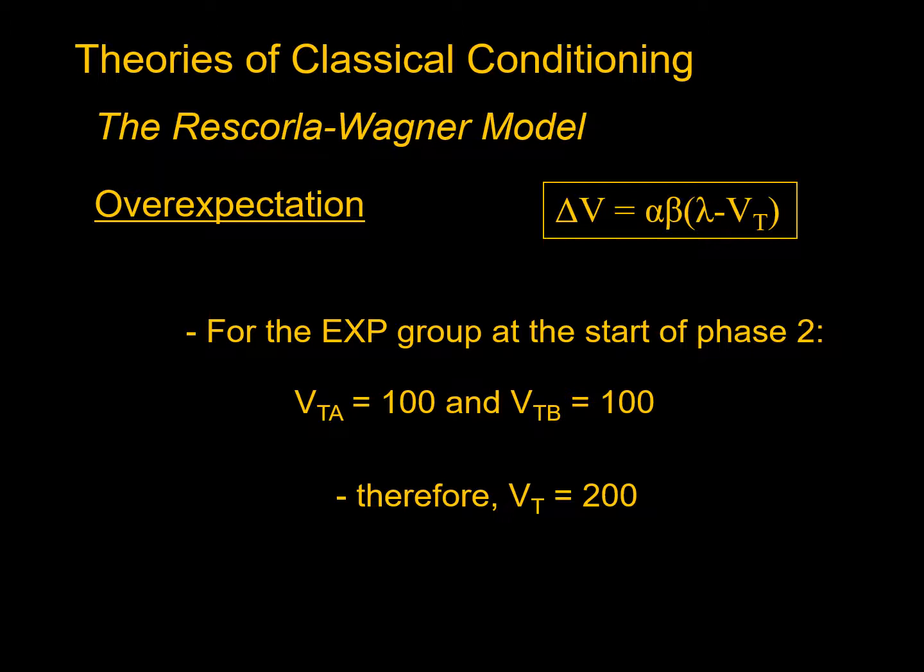So, at this point, with our experimental group, once we start presenting them as a compound and we start having to calculate some total amount of associative strength that's been acquired, each CS has already acquired 100 units. So we've got a total associative strength of 200 units here. Now, lambda is only equal to 100, because it's still the same shock that we've been using all along.